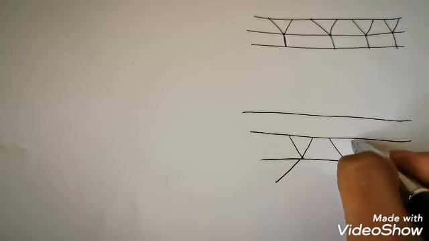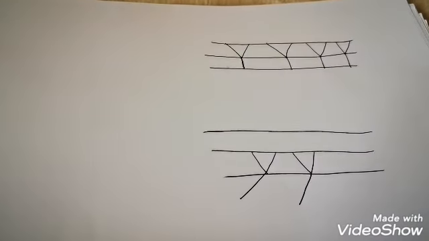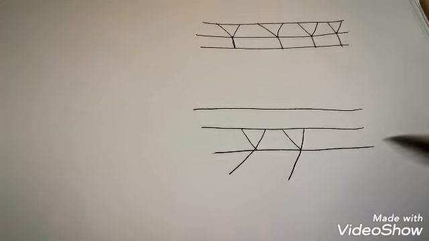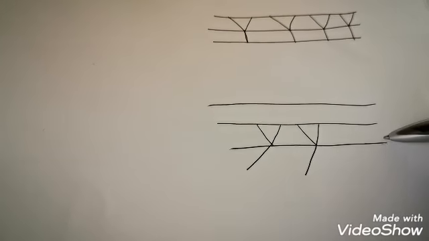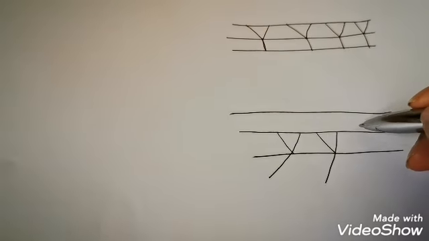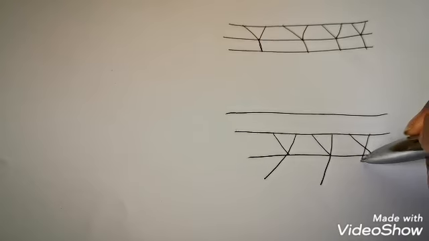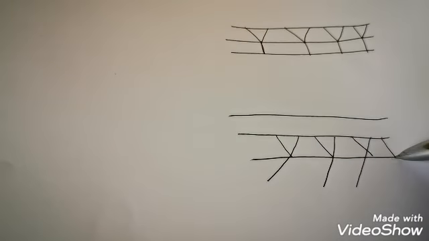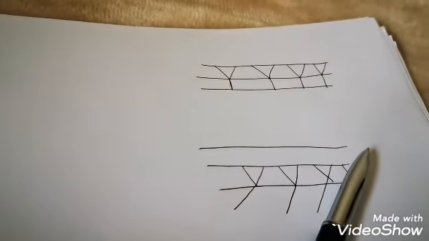Diagonal line to the right. Diagonal line to the left, and we go down. The y goes to the naughty line, right? It's naughty because it goes under the third line. Diagonal line to the right, diagonal line to the left, and go down.